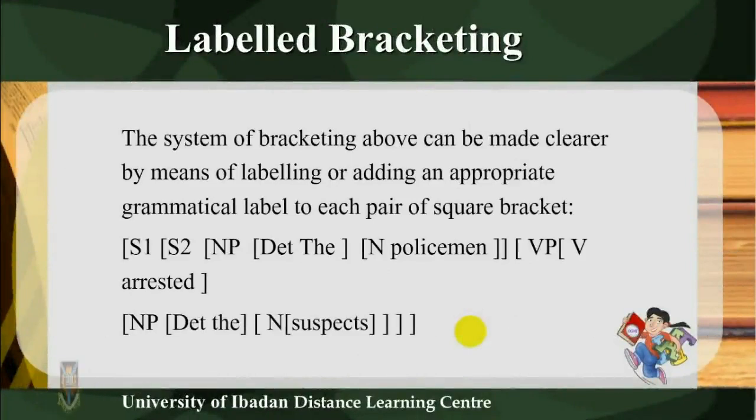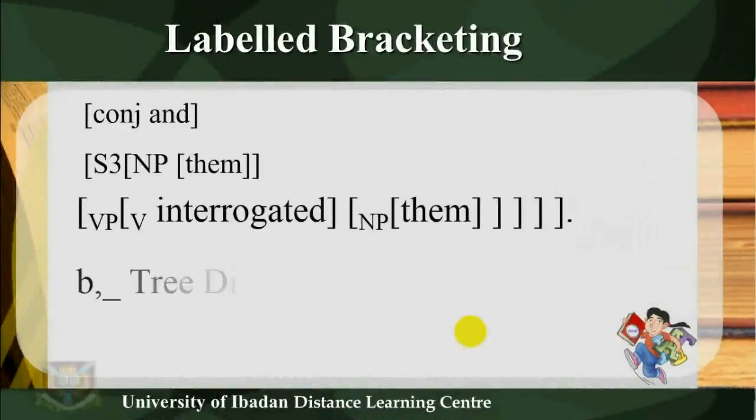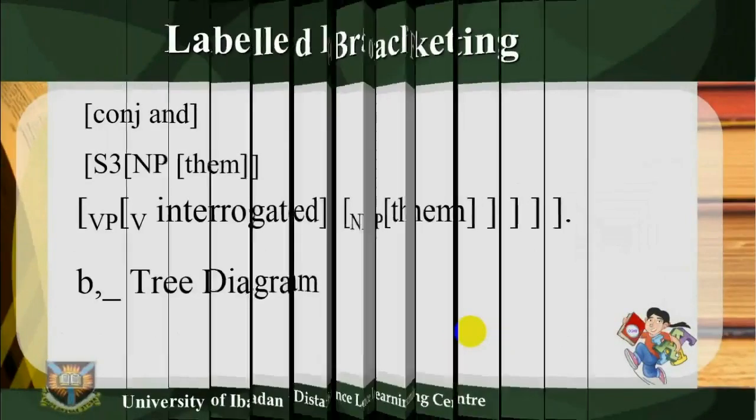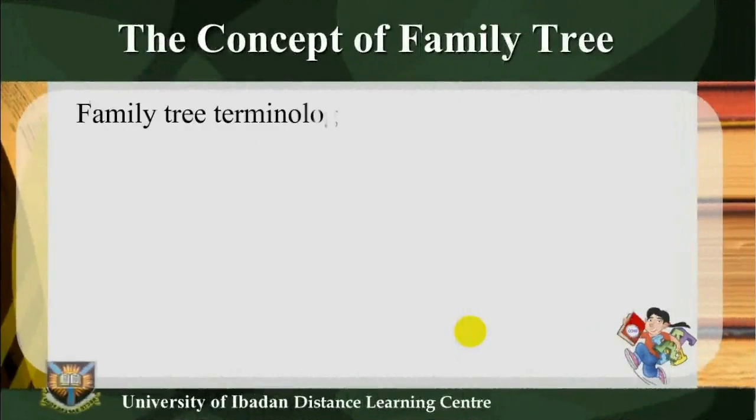S1, S2, NP, det, N: policeman, VP, V: arrested, NP, the, N: suspects, conj: and, S3, NP: them, VP, V: interrogated, NP: them. B, tree diagram. The concept of family tree.